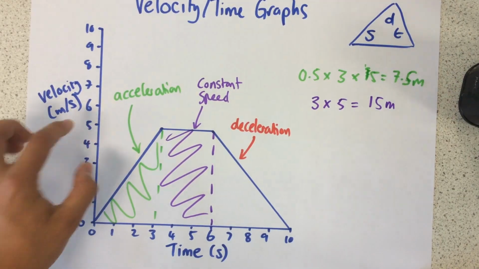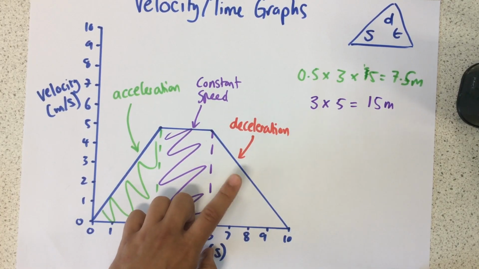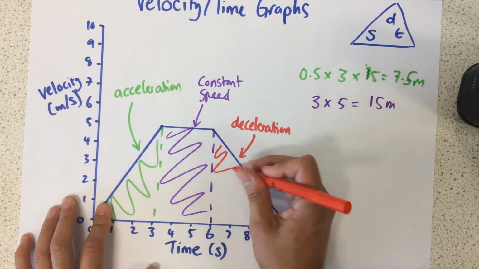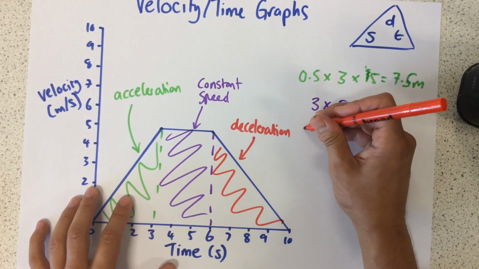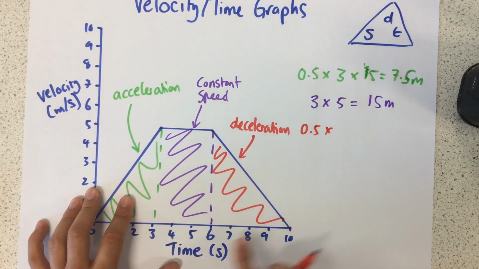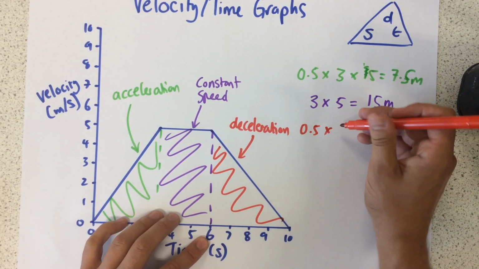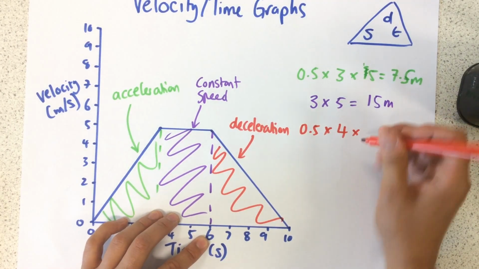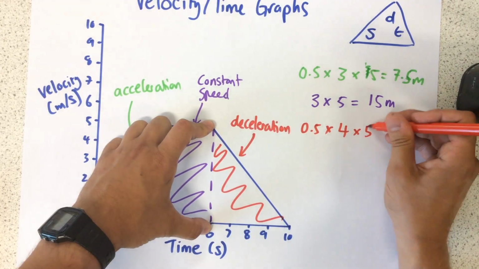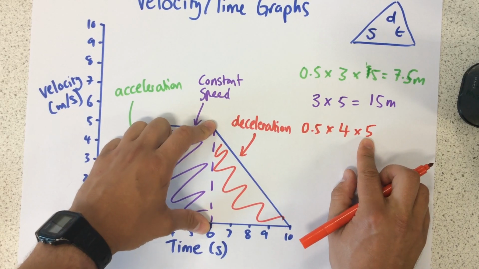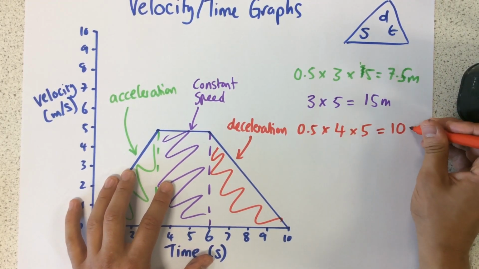The final thing I need to do is find the area for this section of the graph, where we're decelerating, we're slowing down. Again, I've got to find the area of a triangle. So I do half times base, which is between 6 and 10 seconds, so 1, 2, 3, 4, times height, and my height here is 5. So 4 times 5 is 20, half of 20 is 10 meters.